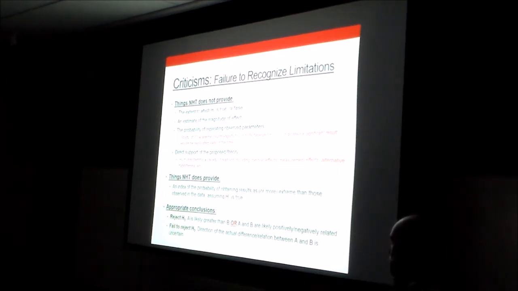And so for our appropriate conclusion, I'm going to hold you to this and look for it in your write-up. If you reject the null hypothesis, we're saying A is likely greater than B, or A and B are likely positively or negatively related. If I fail to reject, we're basically saying the direction of the actual difference or relation between A and B is uncertain. This reflects the idea that from a theoretical perspective, the null hypothesis is never true. One's always bigger than the other. It's just that based on these data, we don't have the ability to say which one's bigger, or whether these things are positively or negatively correlated.